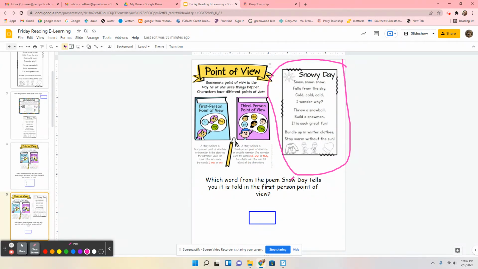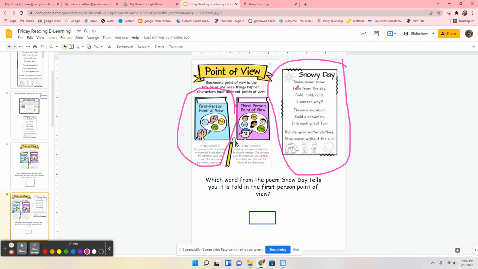It says, which word from the poem Snow Day tells you it is told in the first person point of view? Well, I'm going to use my poster, my anchor chart, to help me again. And they want me to look at first person point of view. So there is a word in my poem Snow Day that is also in this blue book right here on the front of this blue book.